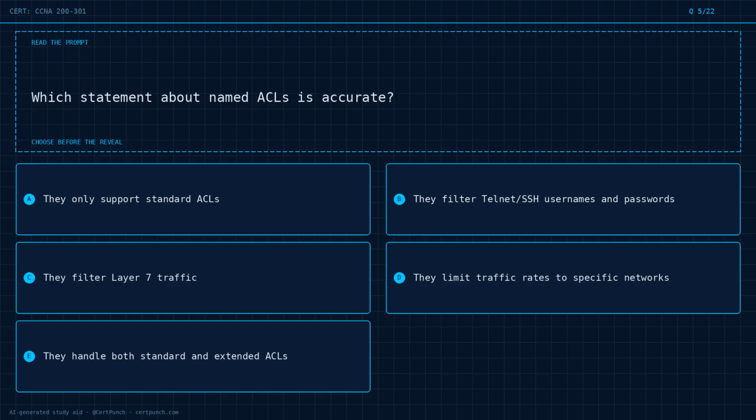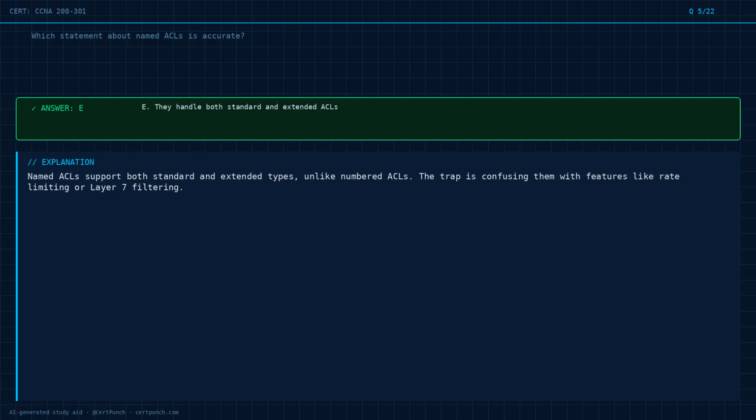Choose the best answer before the reveal. Commit to it now. The answer is option E. Exam logic. Named ACLs support both standard and extended types, unlike numbered ACLs. The trap is confusing them with features like rate limiting or layer 7 filtering.